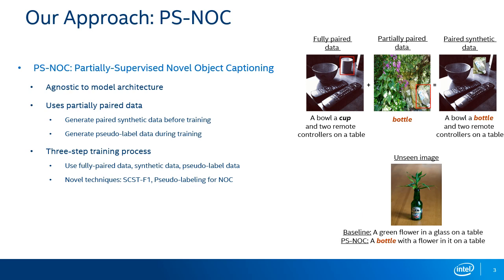We use a three-step training process that uses fully paired data, synthetic data, and pseudo-label data effectively. This includes novel techniques like SCST F1 and pseudo-labeling for NOC. The bottom right shows an example of caption generated using PSNOC, wherein bottle is correctly included in the caption.